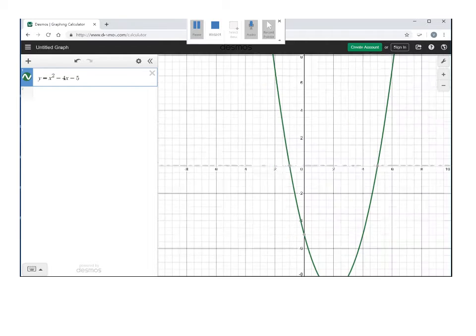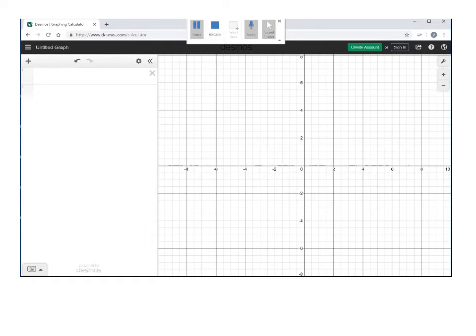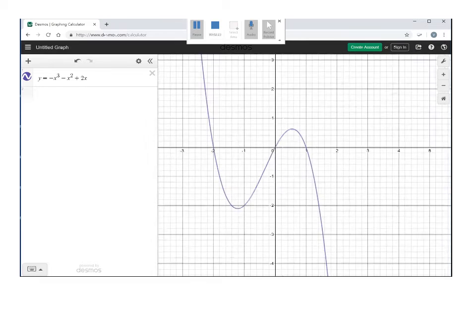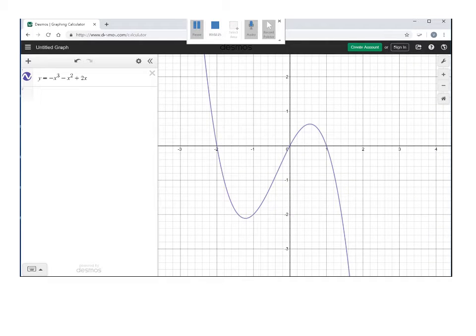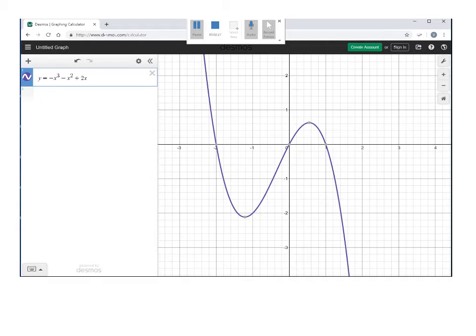All right, let's look at our next one. I'll go back to the default screen. y equals negative x cubed minus x squared plus 2x. So here's our third equation. What we see is a little bit more involved graph. And in fact, if I zoom in, we can even see those intercepts even better.